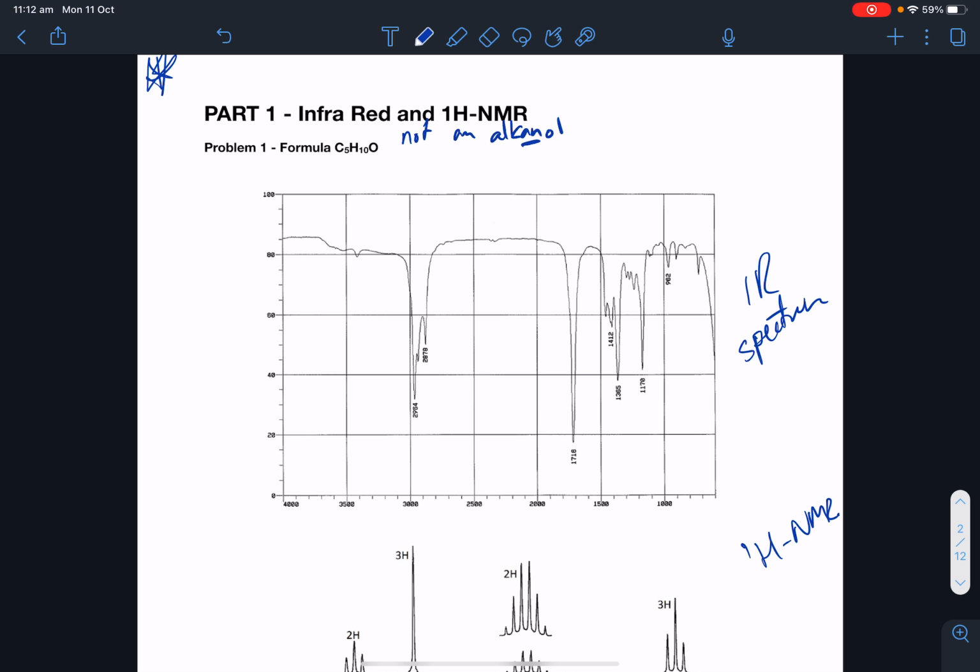If it did, it would still fit the CnH2n plus 2 O rule, because an alcoholic oxygen doesn't take the space of a hydrogen, it just pushes it out one. Maybe I should draw that. It just takes the space of a hydrogen there and pushes it out further. It doesn't take the place of it if it's an alkanol. So we've got a double bond in this molecule, because it fits the 2n rule.